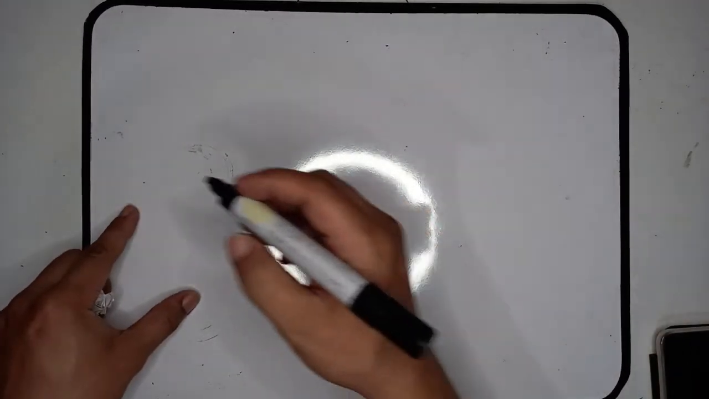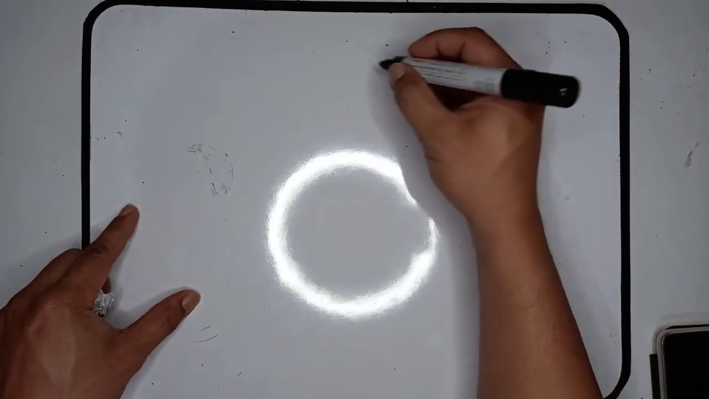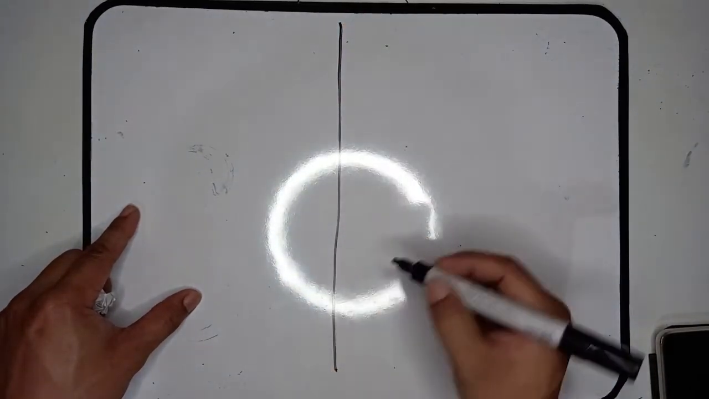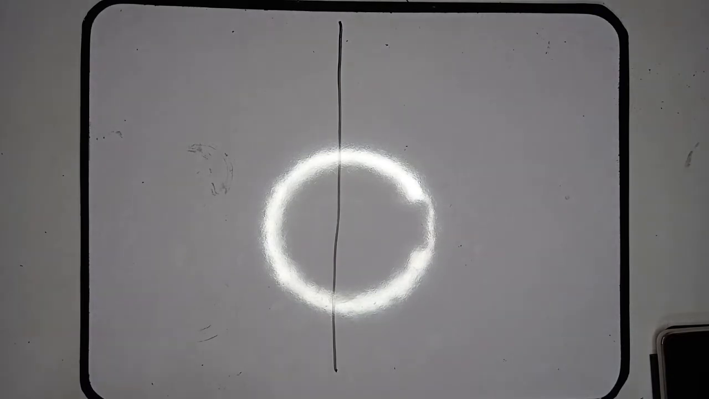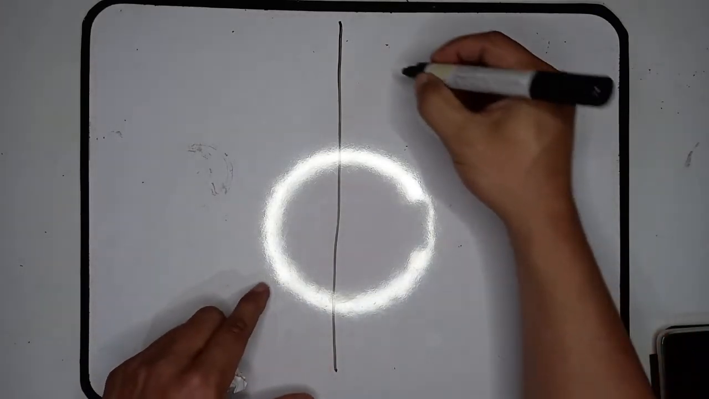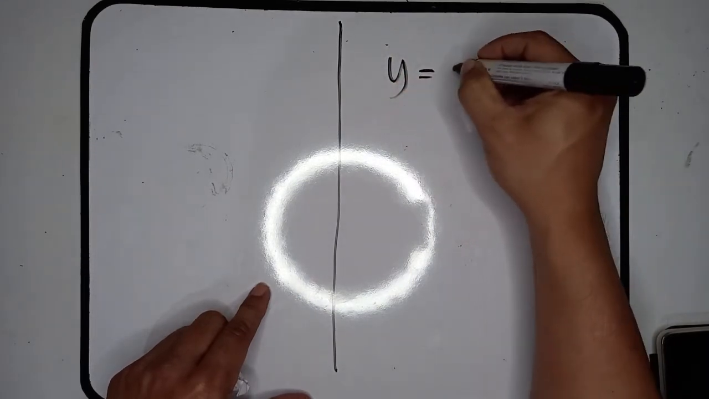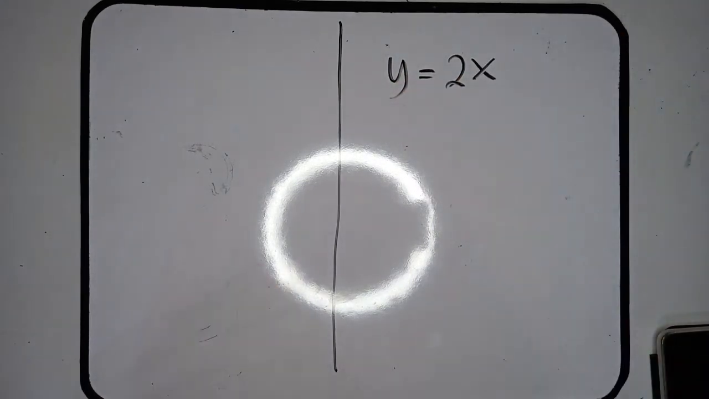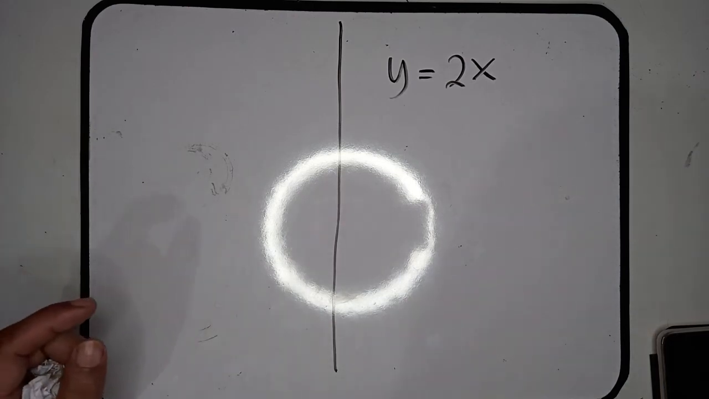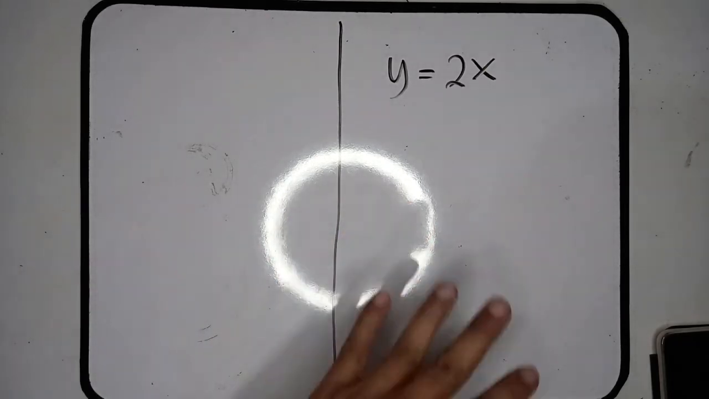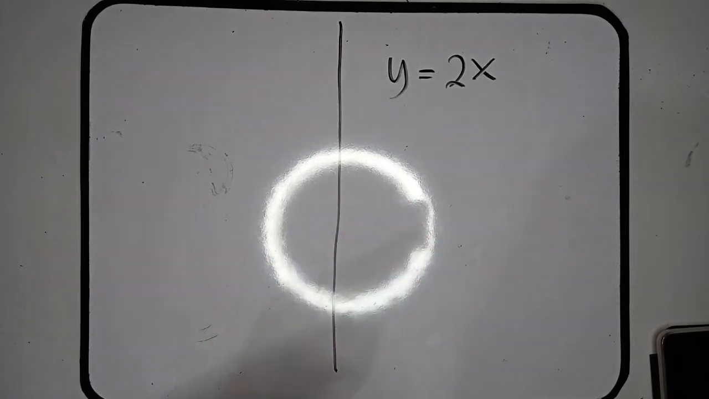Let's say we have y equals 2x. How do we plot this one? Okay, we can create a table, and from that table we'll be able to see the pairs. Then from those pairs we can write the points in our x and y axis.